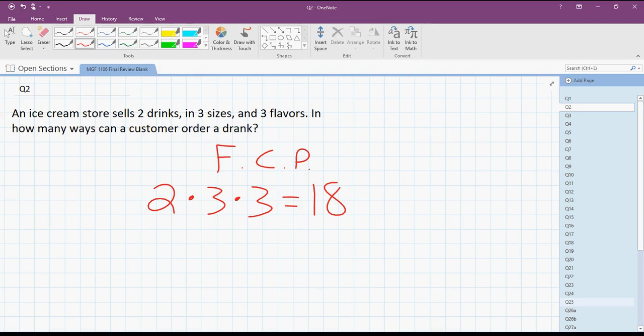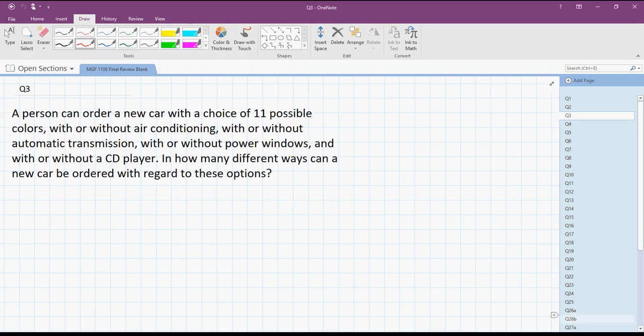All right. Let's go ahead and get rid of that little screen. So, question 3. It says a person can order a new car with a choice of 11 possible colors, with or without air conditioning, with or without automatic transmission, with or without power windows, and with or without a CD player. How many different ways can a new car be ordered with regard to these options?